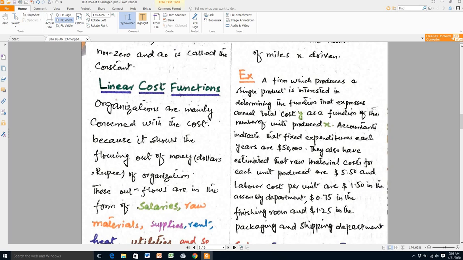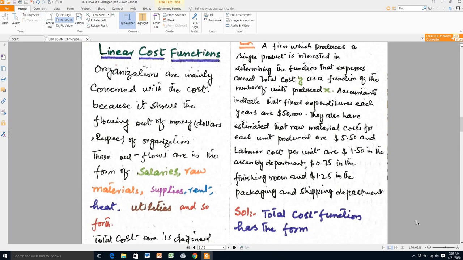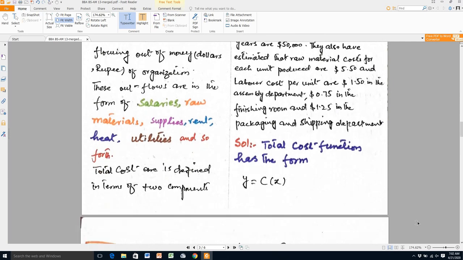And number two, the total variable cost. Here you see this labor cost, then assembly department cost, then finishing room cost, and then packaging. These are the different shapes of variable cost. So now we see how we can develop a cost function with the help of the given information.